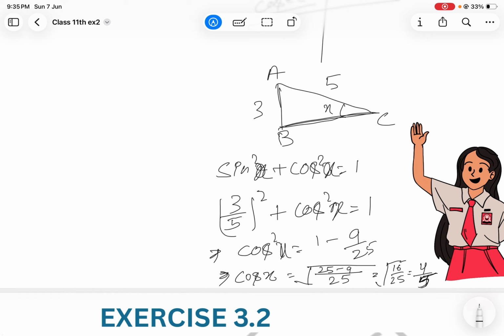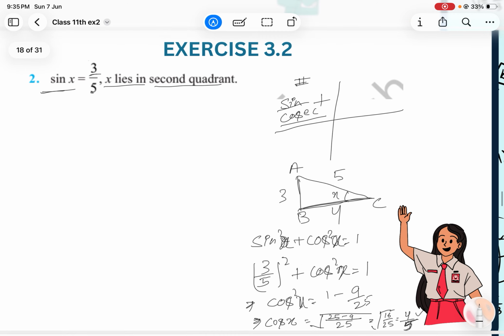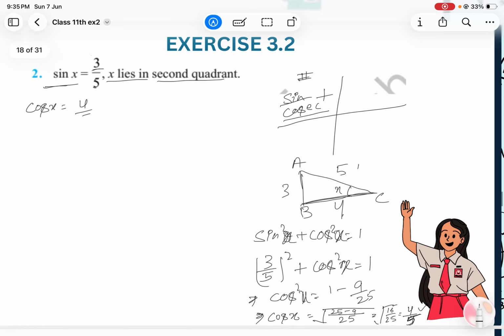So cos is 4 by 5. So this is the 5, hypotenuse, and this is 4, that is base, right? So now we have the value of perpendicular, base and hypotenuse. Okay, very good. Now we have to find cos x. Cos is 4 by 5, and we are talking about the second quadrant. So in the second quadrant cos x will be a negative value.